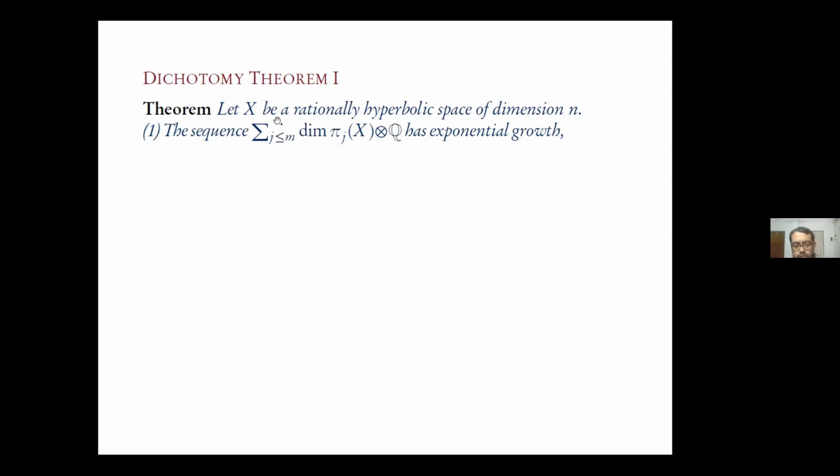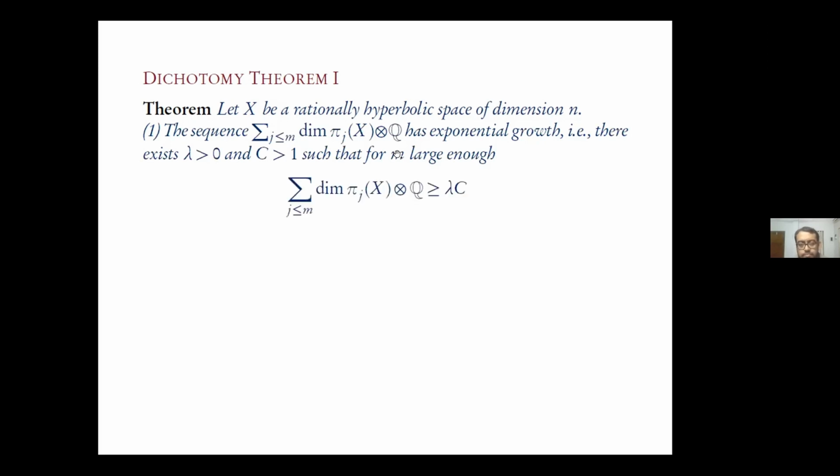You just call this number a_m. It means there exists a positive constant lambda and a constant c bigger than 1 such that for m sufficiently large, this number a_m is bigger than or equal to lambda times c to the m. So that's what I mean by exponential growth, or at least exponential growth. It could grow even faster. So you actually have a growth rate which is at least exponential. It's not just going to infinity, it's going to infinity at a very fast rate.